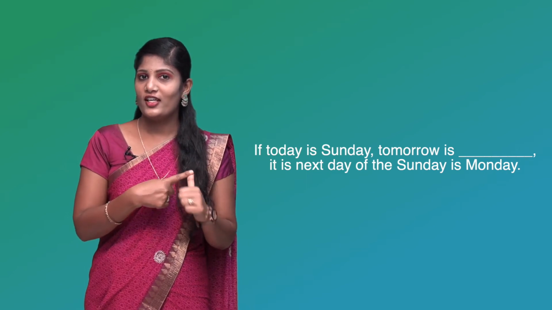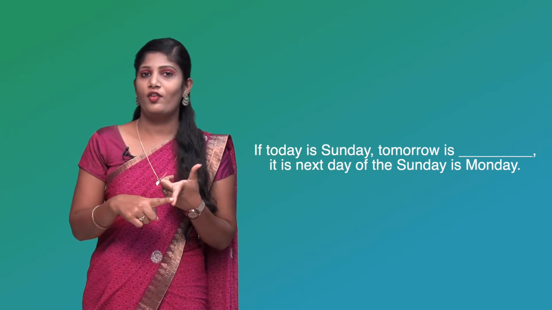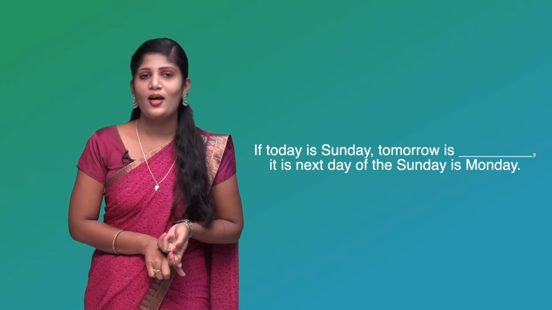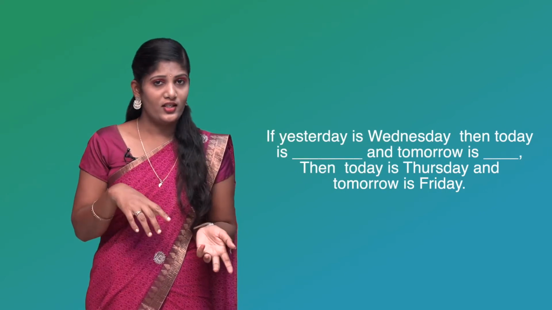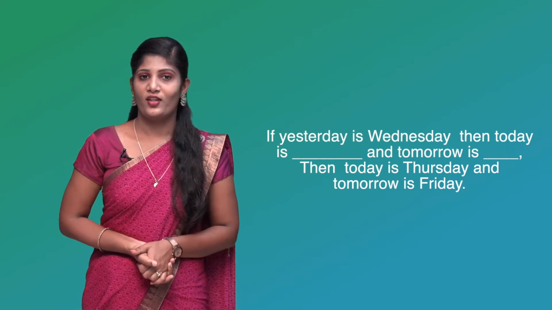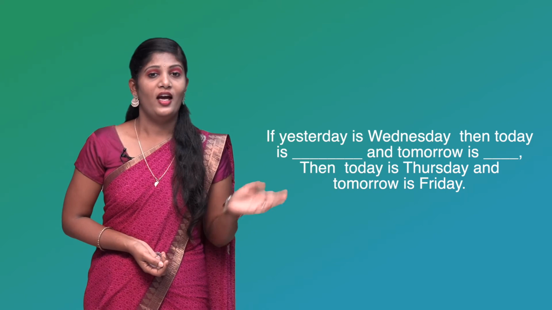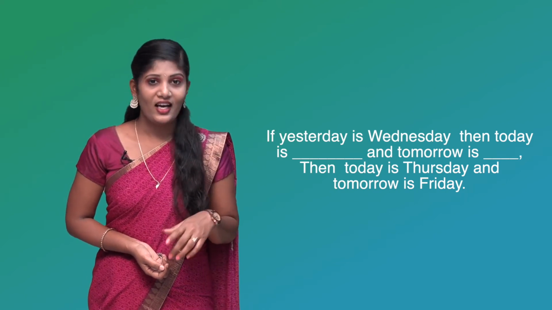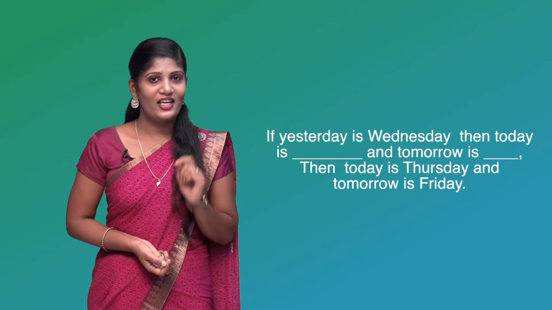So the first day of a week is Sunday, then after first, second will come, right? So the second day of a week is Monday, right? So the next question is, if today is Friday, tomorrow will be, think, let's imagine today is Friday. Then the next day is Saturday, right? So let's go to the third question then. Third question is, if yesterday was Wednesday and then today is dash and tomorrow is dash. So yesterday was Wednesday and today is Thursday and tomorrow will be Friday, right, children?